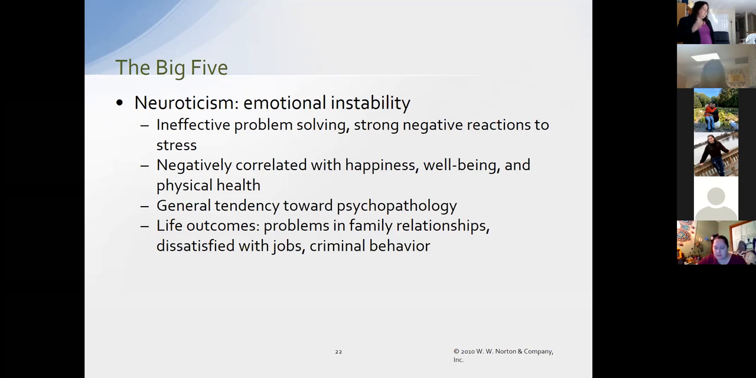People who are high on neuroticism are ineffective at problem solving, and they have strong negative reactions to stress. It's negatively correlated with happiness, well-being, and physical health. We know that mental and physical health are very tied. We also know that when you have symptoms of a mental disorder, often you don't take care of your physical health, right? A general tendency towards psychopathology. And in terms of life outcomes, they tend to have problems in family relationships. They tend to be dissatisfied with their jobs, and they sometimes engage in criminal behavior.